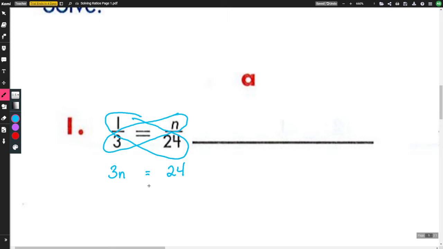Okay, my next step: your goal whenever you have a variable is to get it alone. It is a very lonely person. It likes to be alone. It's very introverted. It doesn't like to be around other people. So we need to get rid of that 3. The 3 is being multiplied by the n, so the inverse of multiplication is division. I like to write it like this with the fraction bar. If you need to, you can do it this way instead.